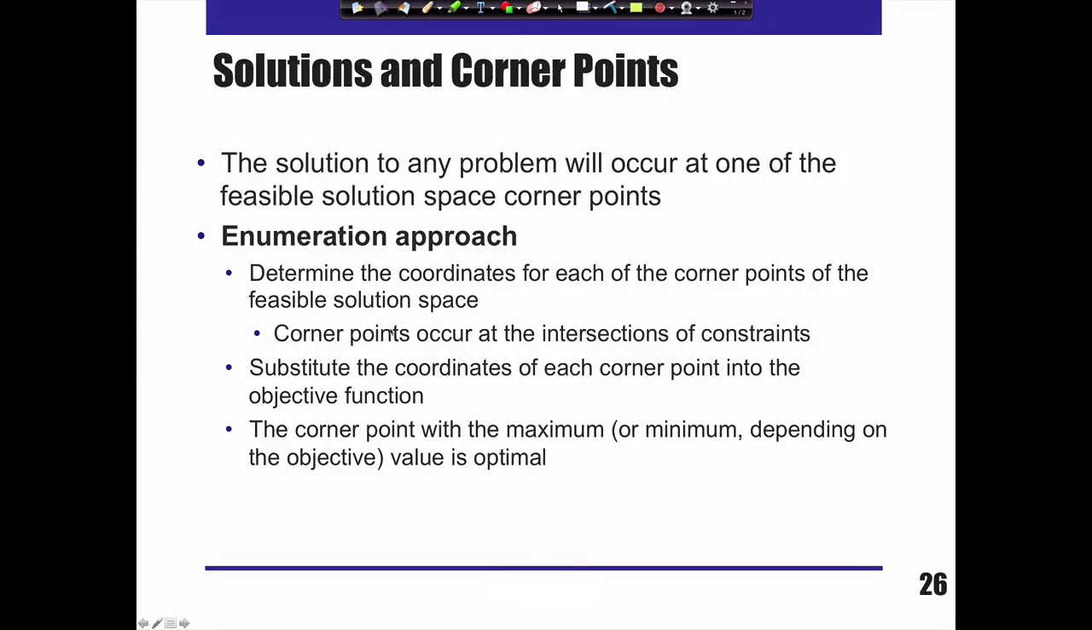The computer will generate all the corner points. This is how it works: a corner point occurs at the intersection of constraints, and the computer figures out all the corner points, and then enumerates the approach, calculating the profit of each corner point and finding the maximum or minimum. So we are trying to find the optimal corner point. In linear programming, if you draw the constraint feasible area, the only possible optimal solution will be a corner point.